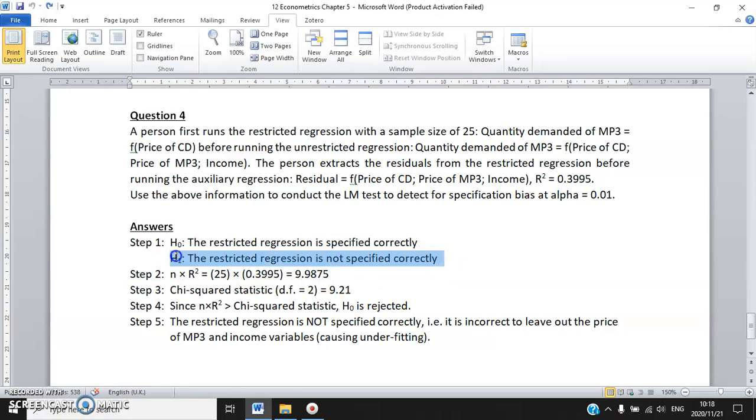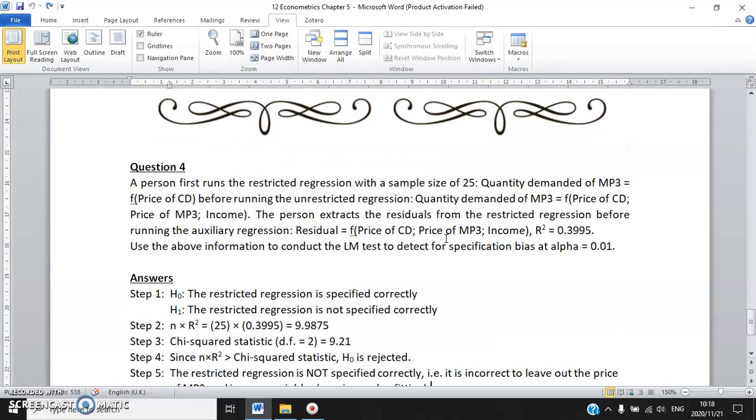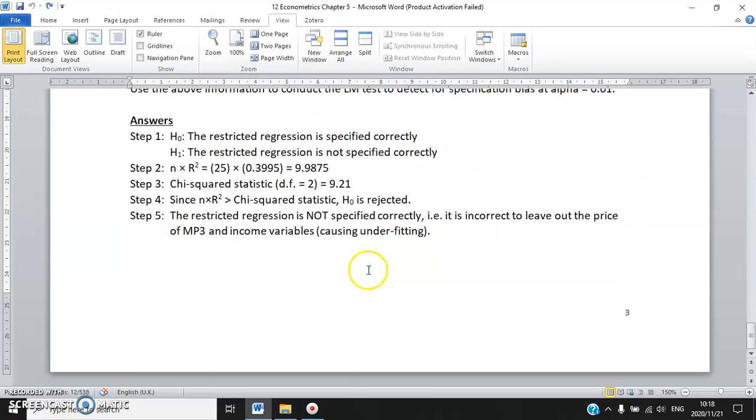Then it means this time we reject the null hypothesis, meaning the alternative hypothesis would take place. It means the restricted regression is not specified correctly. So in other words, the unrestricted regression is better, and I think it is the case. Because the price of MP3 should feature to explain quantity demanded of MP3, remember the law of demand, and I think income should feature too, because MP3 nowadays is no longer an inferior good. The higher the income, the higher the quantity demanded of MP3, assuming you pay legally to download the MP3. So I think compared with the restricted regression, the unrestricted regression is indeed better.